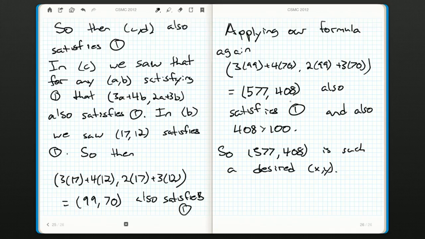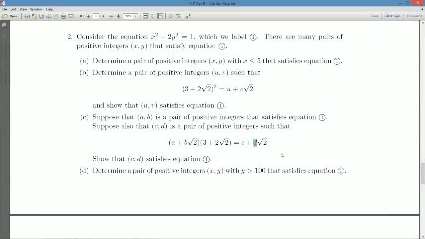Because if we double check the question, to make sure we answered everything, we need the second value, y, to be greater than 100. And we do indeed have a pair of positive integers, x and y, with y greater than 100 that satisfies 1. So that wraps up all of question 2. For the D part, we really used C and we really used B. And that's usually how these questions with multiple parts go. The final question really ties everything together. So I think that was quite nice.